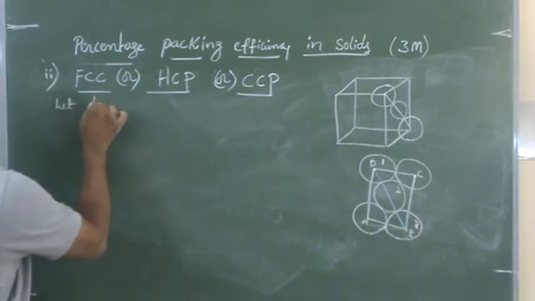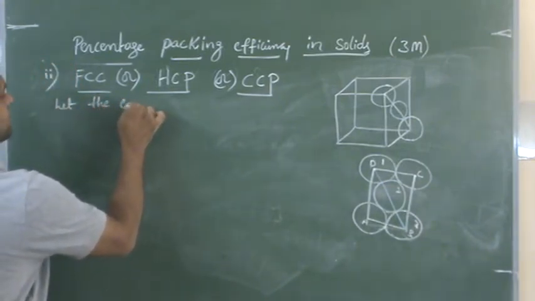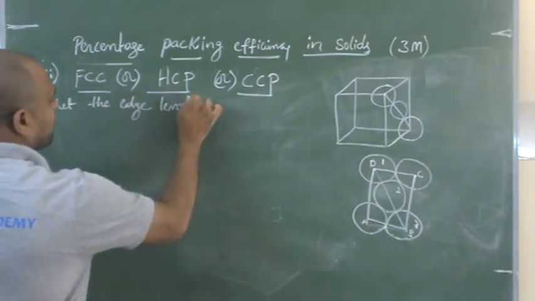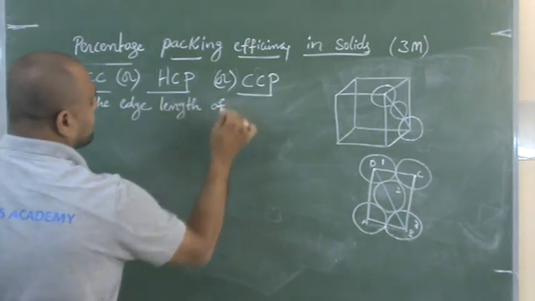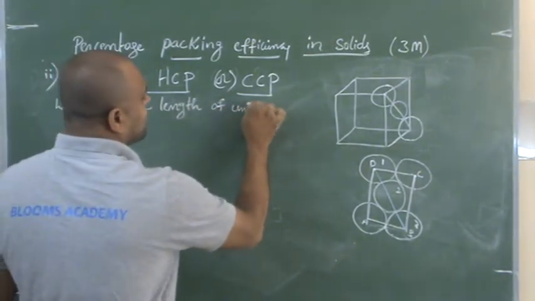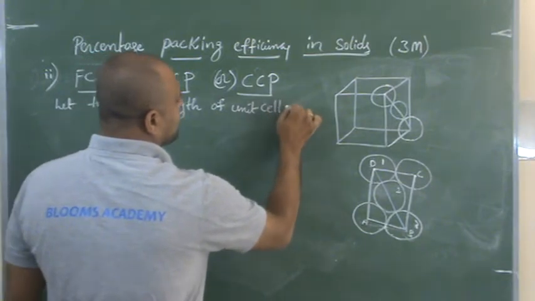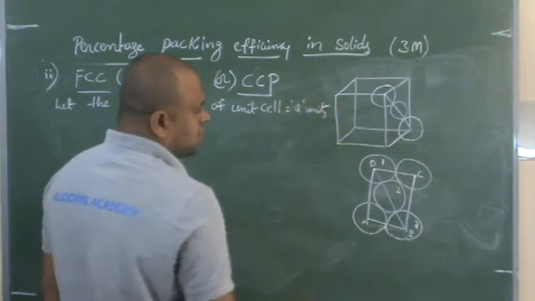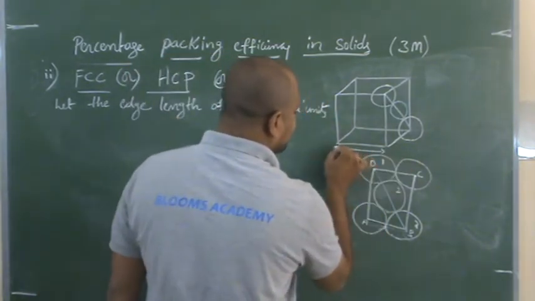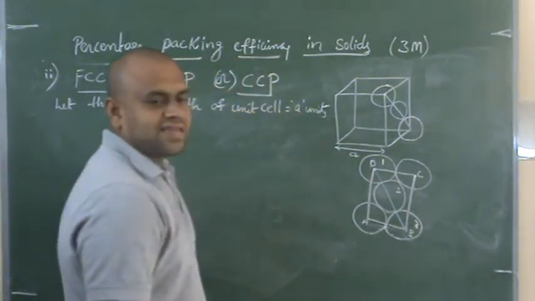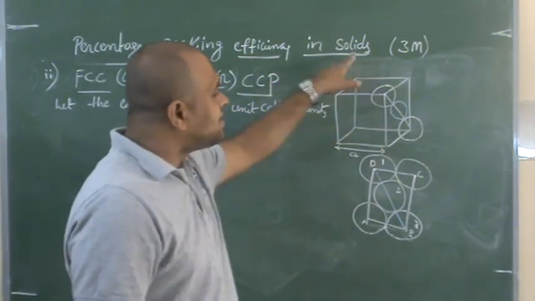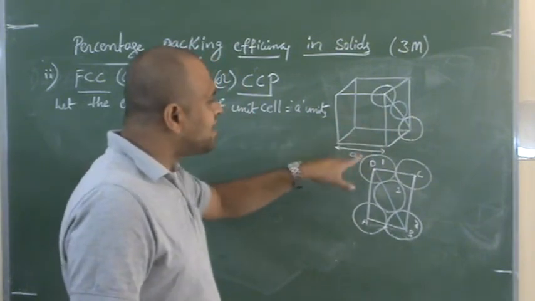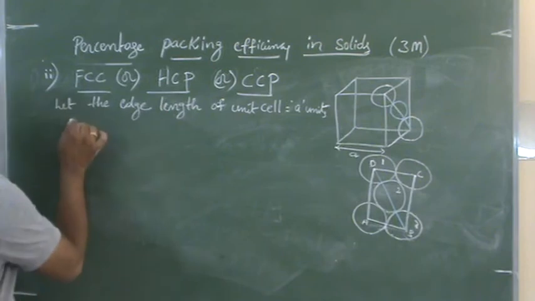Let the edge length of the unit cell be a units. So how much edge length? Edge length will be a units. If it is a units, then all the edges will be a only. Why? Because this is a cube, all edges are equal. Therefore, for any edge it will be a units.